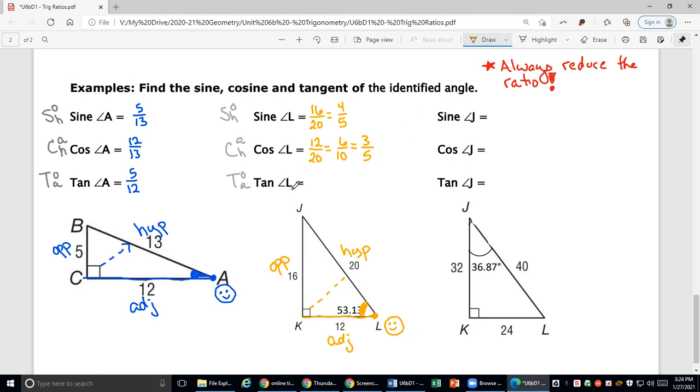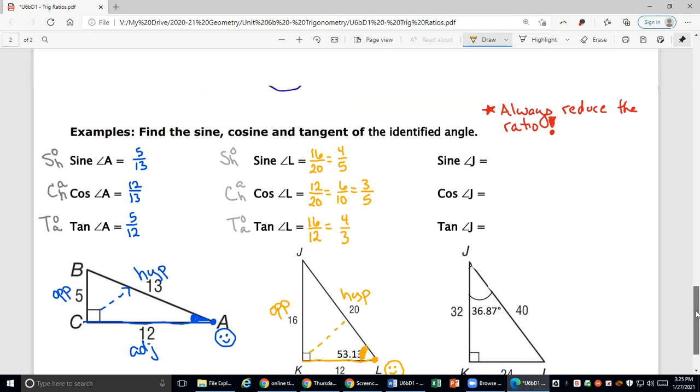And then the last one, tangent of angle L, opposite over adjacent. My opposite is 16. My adjacent is 12. And we already saw that everything's divisible by 4 here. 4 goes into 16 4 times, and 4 goes into 12 3 times. Now, please leave your fractions as improper fractions. Do not change this into 1 1/3. Because then it's no longer a ratio.